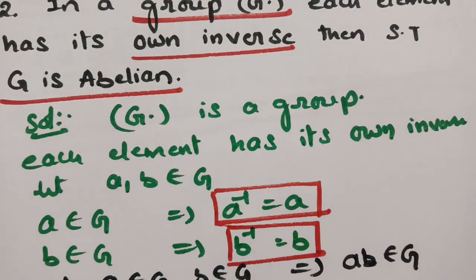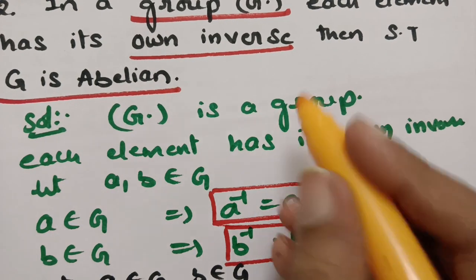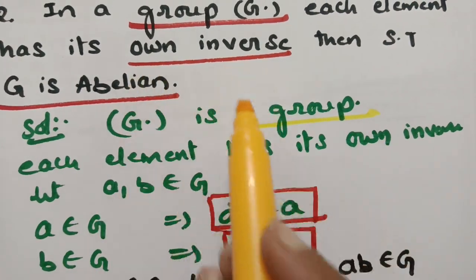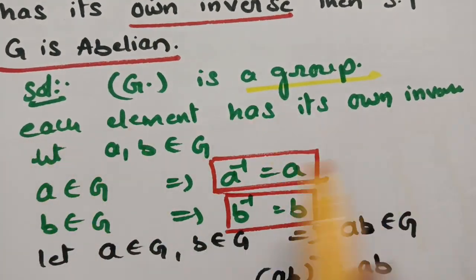So it is given that G is a group, and it is also given that each element has its own inverse.